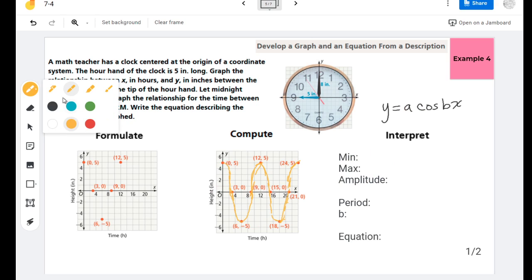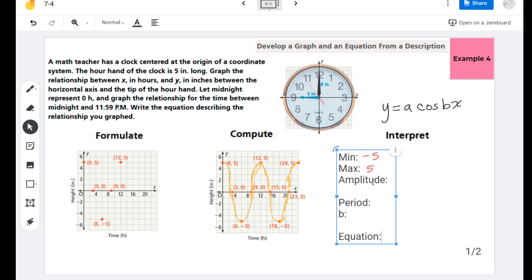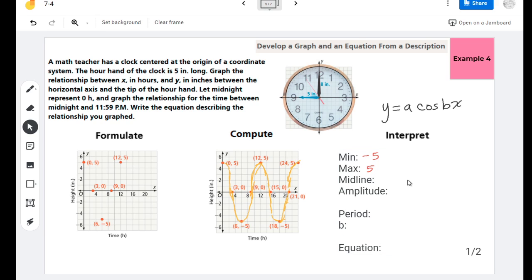All right, so our minimum value of this graph, our bottom value here, is at -5. And our maximum value is at +5. And so what I've realized I forgot to put on here was the midline, so let me include that. Because you can't find your amplitude without your midline. So this graph, because it goes from -5 to +5, the middle, or the average between those, is 0.